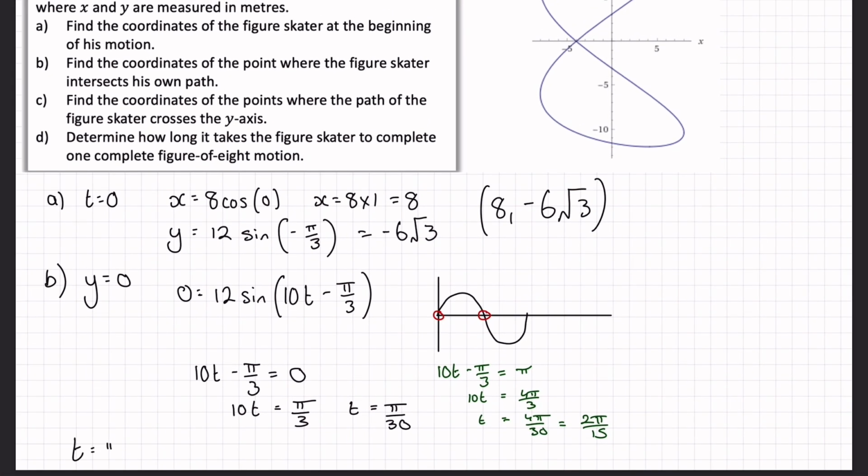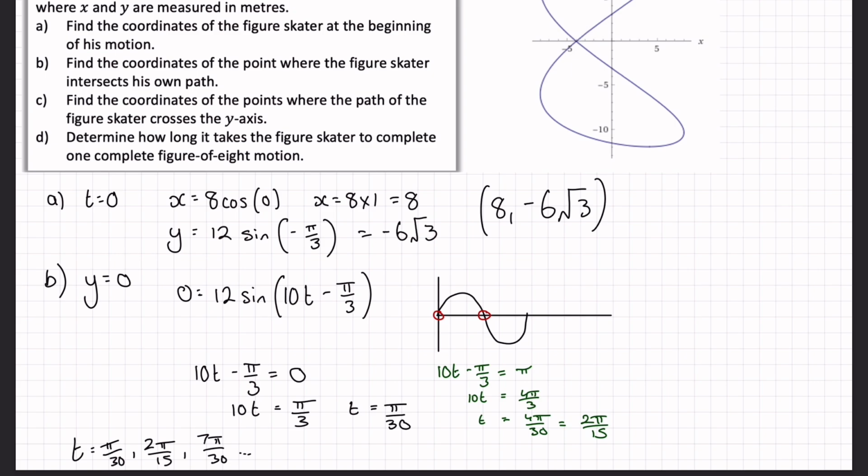So we've got time so far for part B. Time can equal pi over 30, 2 pi over 15. If I let it equal 2 pi, we'd do the same thing, and we would eventually get 7 pi over 30, and this would carry on and on as we kept going with the sine graph. So we've got multiple answers there. I think any of these values will be acceptable, because we're going to keep going round and round when we ice skate. So we'll pick any of these.